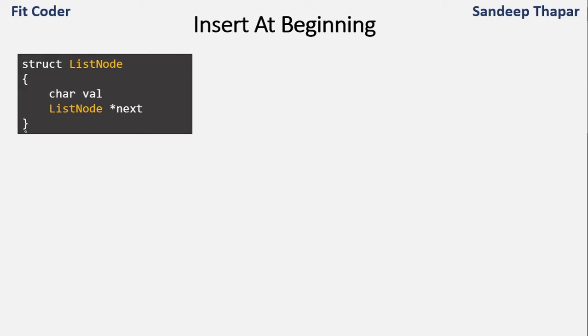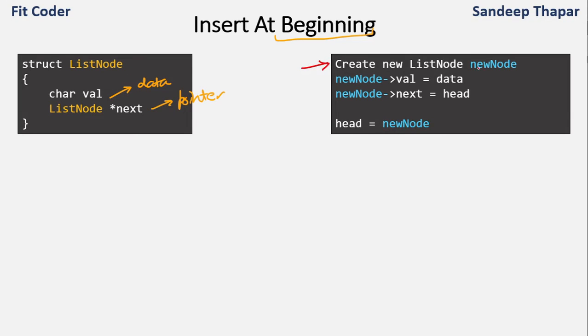We know that a node of a linked list consists of two parts. It has a data field and a pointer to the next node. So when we have to insert node at the beginning, first we need to create a new node of this type, list node. We assign it a value. So let's say this is the new node that we create. I'm taking character values, but this data type can be anything. Let's say we have to insert node with value m.